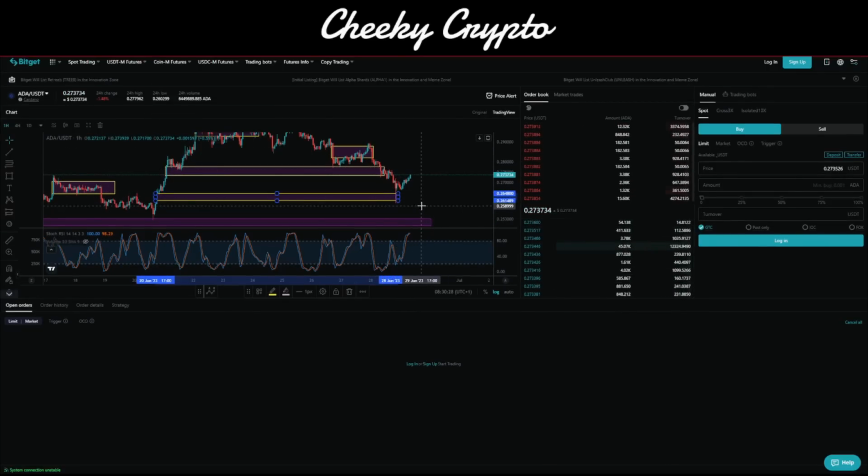It's created from the imbalances of the order books essentially, and basically just put in liquidity where liquidity was not, and all that stuff. I did a whole course on smart money concepts.